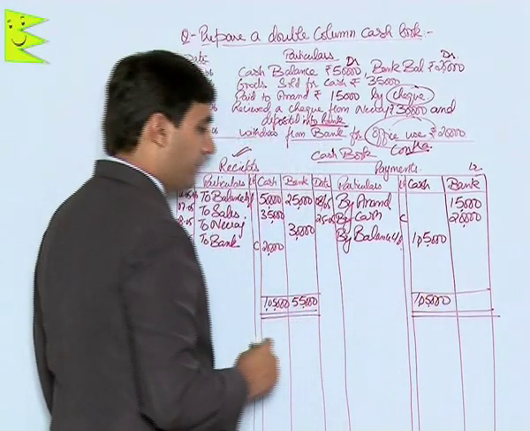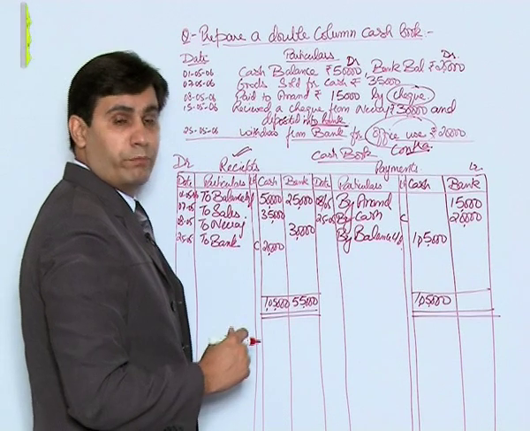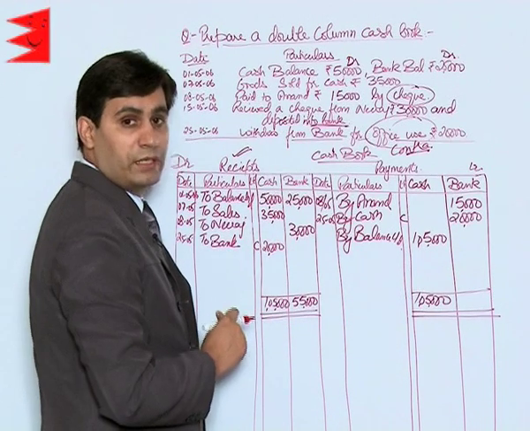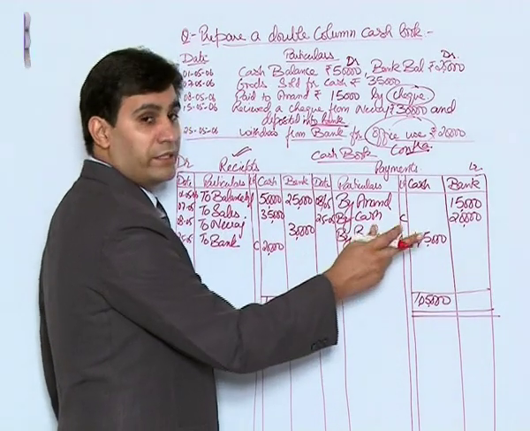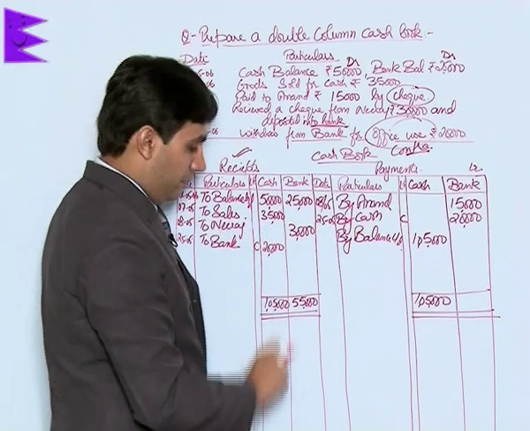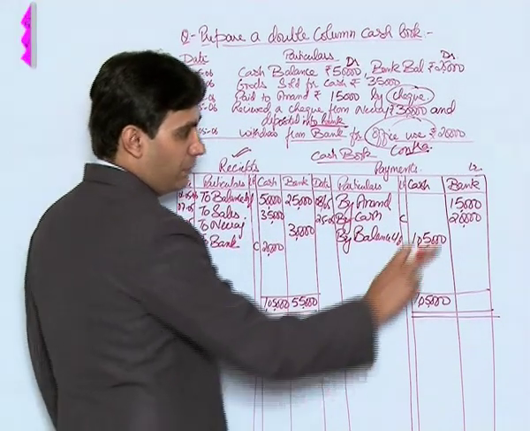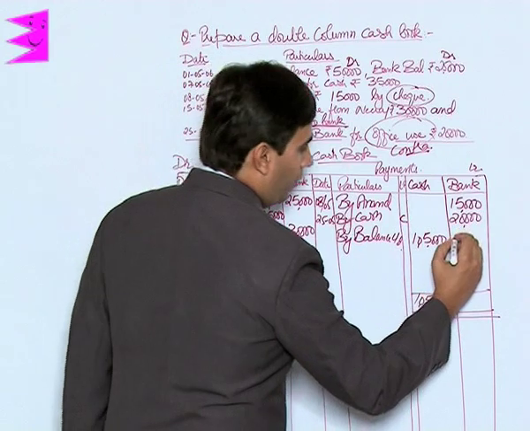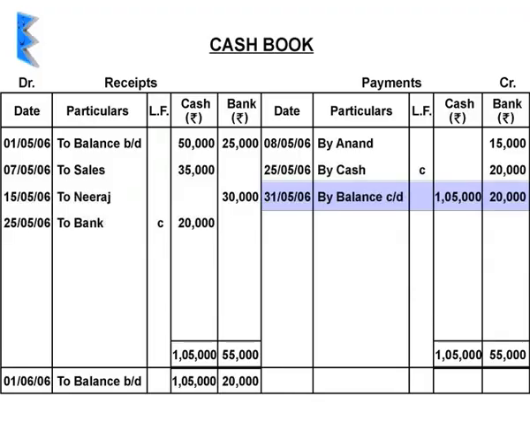The total is same. Similarly, to calculate the balance in the bank column, we will deduct the credit side of the bank column from the debit side of the bank column only. That is 55,000 minus 35,000. So the total comes to 20,000. And the grand total of this column is 55,000.